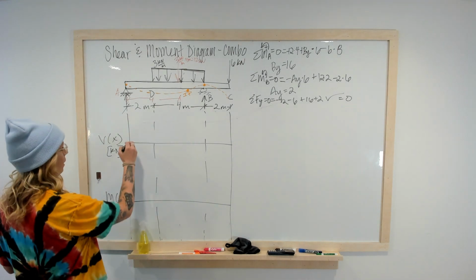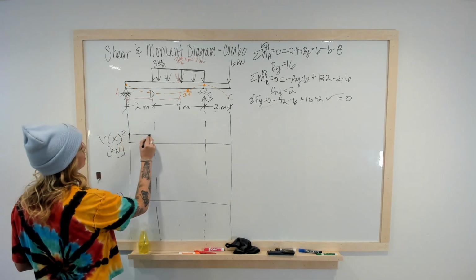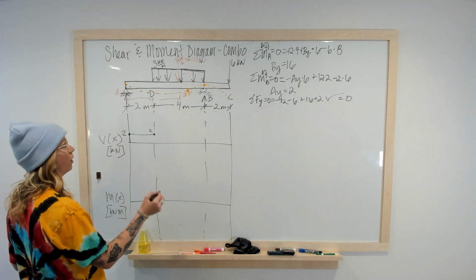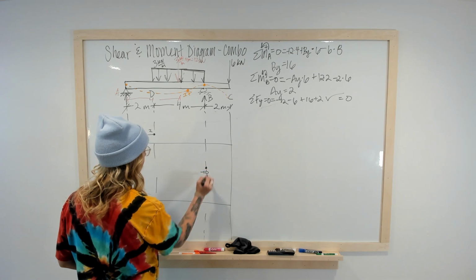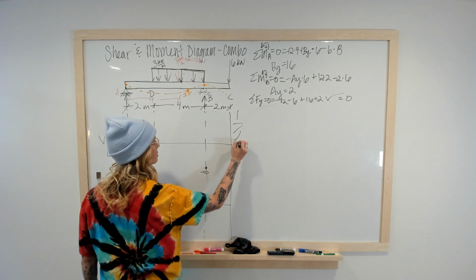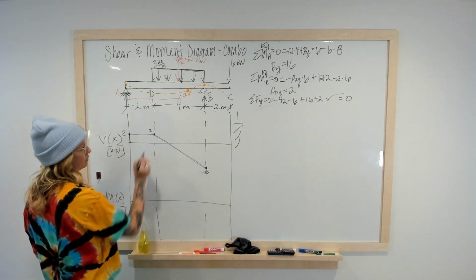Okay, so we are going to go up 2. Nothing happens, nothing happens. We get over here to D, we're still at 2. Now we're going to go down 12. So 2 minus 12 takes us down to negative 10. How are we going to get there? Order of lines. We have a constant, so we're going to have a linear.